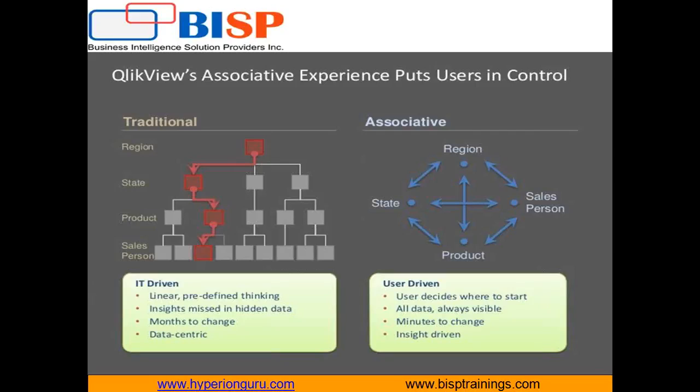Okay. So next we will move on to how Qlikview's associative experience puts the users in control. What does this actually mean? Let us compare the traditional way of looking at the data and the associative way of looking at the data in Qlikview. In the traditional way, it's a simple flowchart that starts from the region, goes to the state level, and from the state to different products, and then the salesperson involved in selling each product.